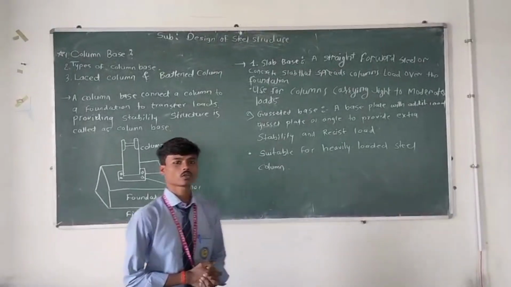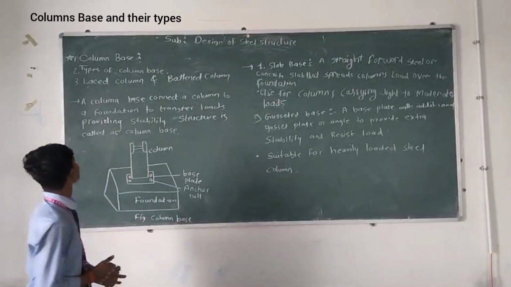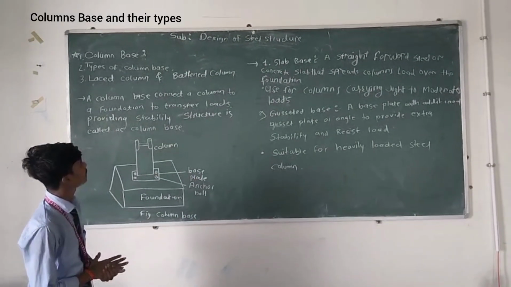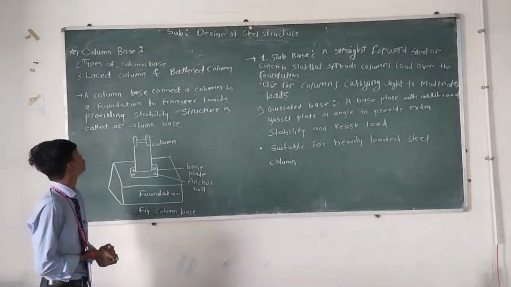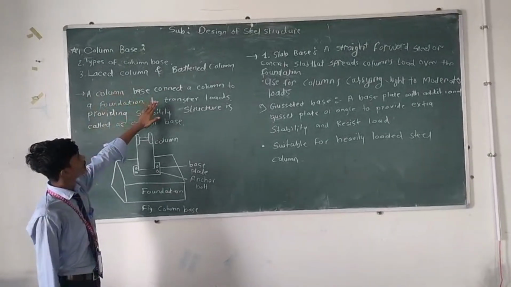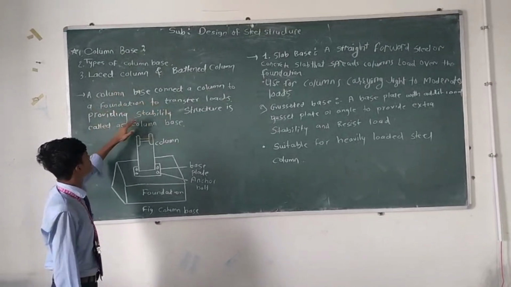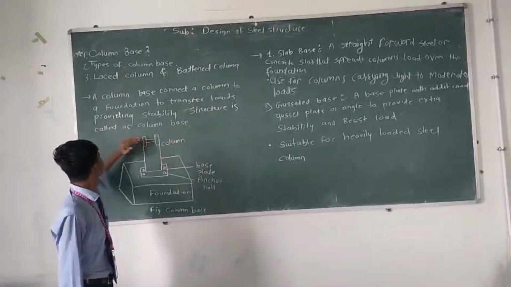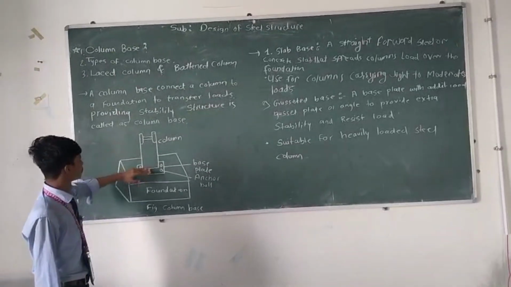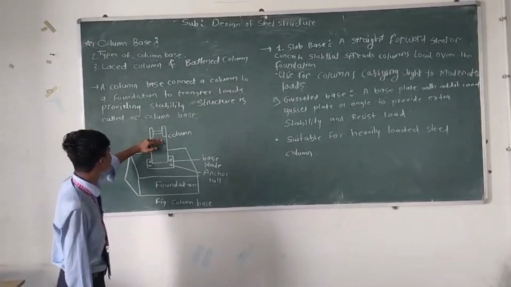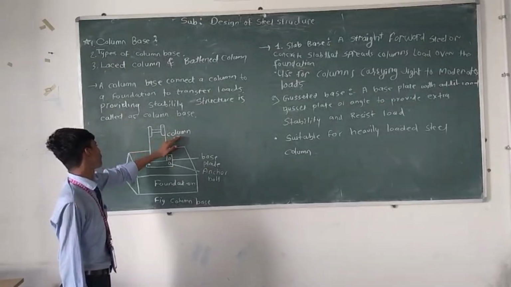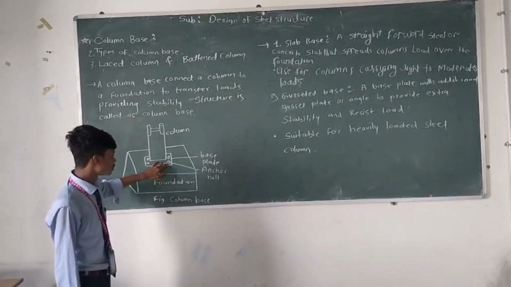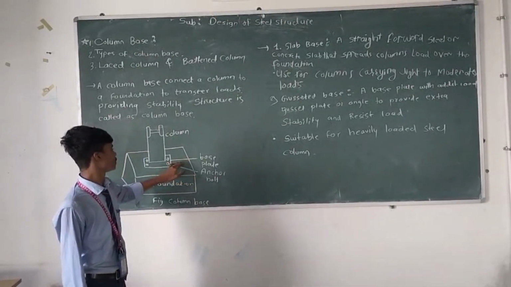So today our topic is what is column base, what are the types of column base, and lacing column and batten column. So first of all, what is column base? A column base connects a column to a foundation to transfer loads, providing stability to the structure. So this is our diagram, and this is the I section and column, and these are the foundation and anchor bolt, and this is the base plate.